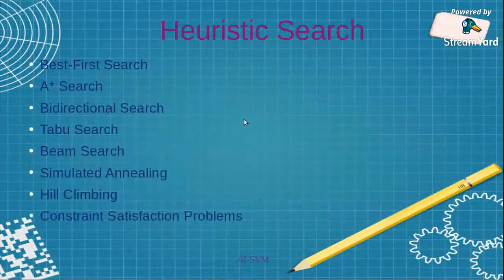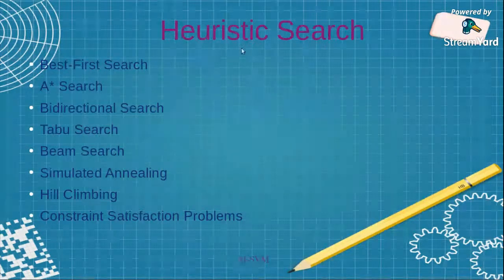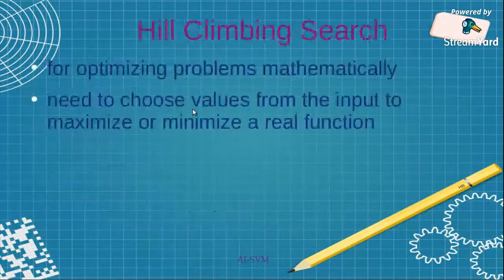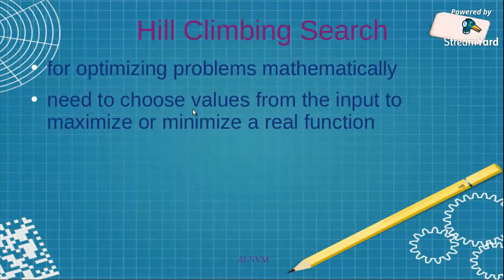So the different types of heuristic search we can think of are called best first search, A star search, bidirectional search, beam search, simulated annealing, hill climbing, constraint satisfaction problems. Some of the names, different versions of heuristic search, are there. Okay, let's start with the hill climbing search.